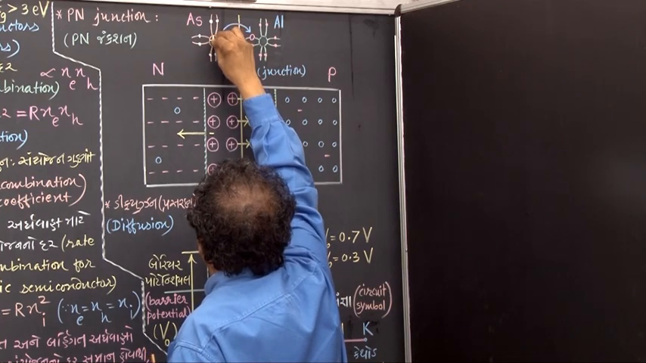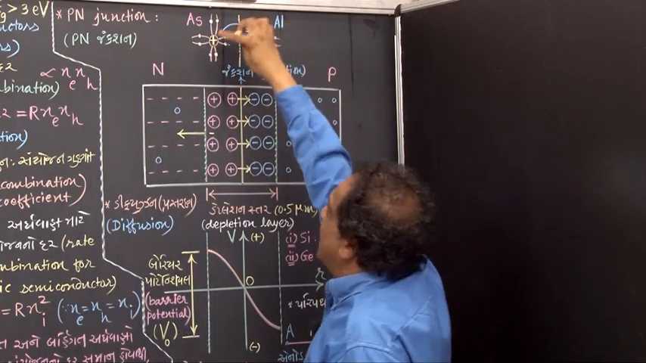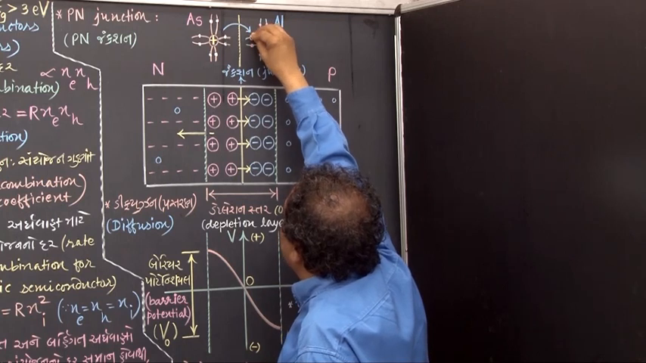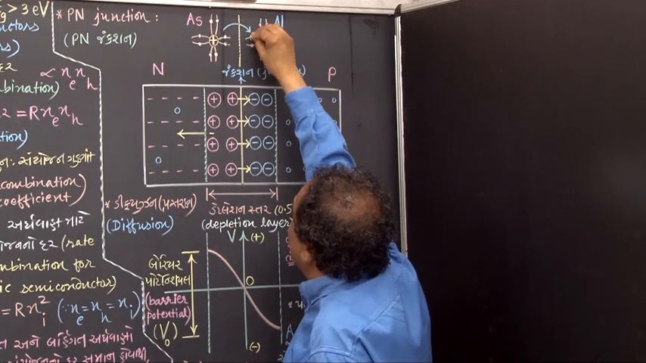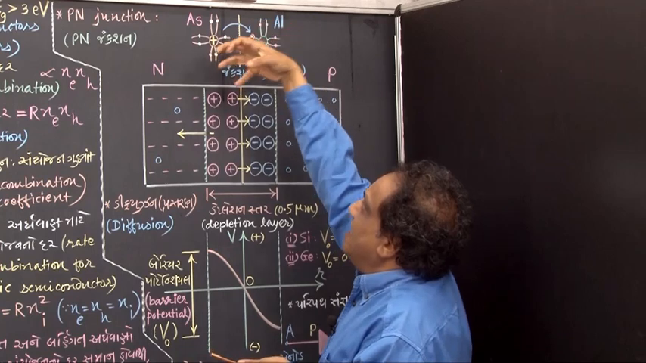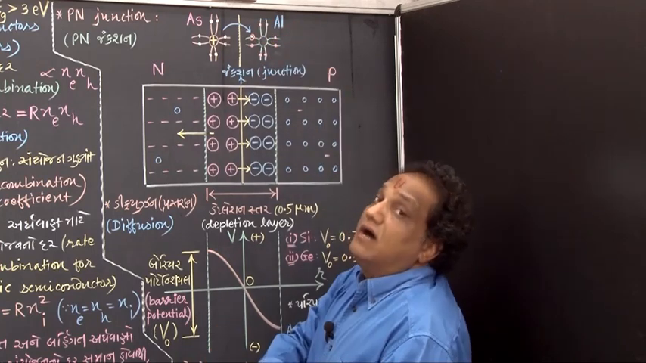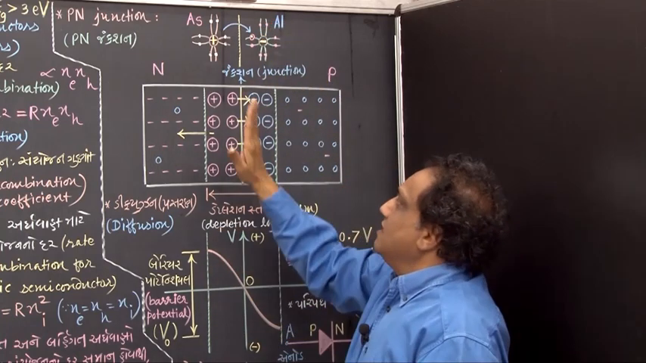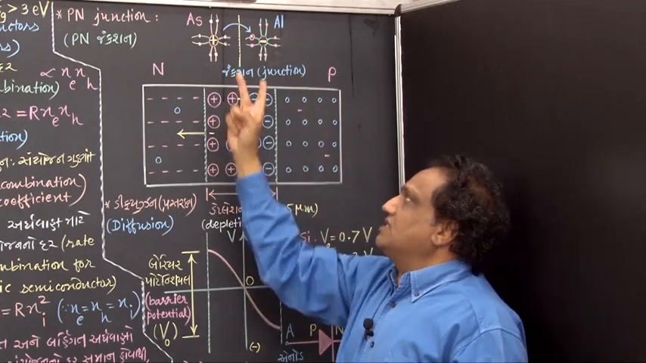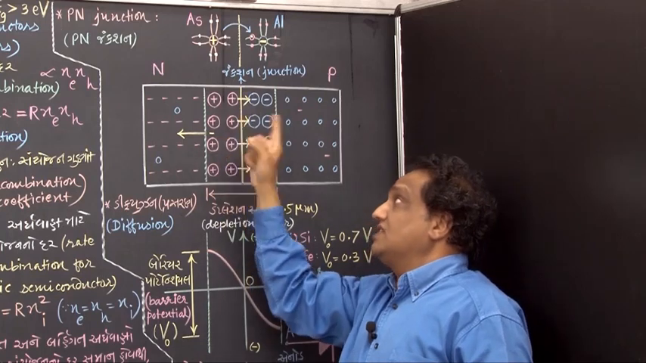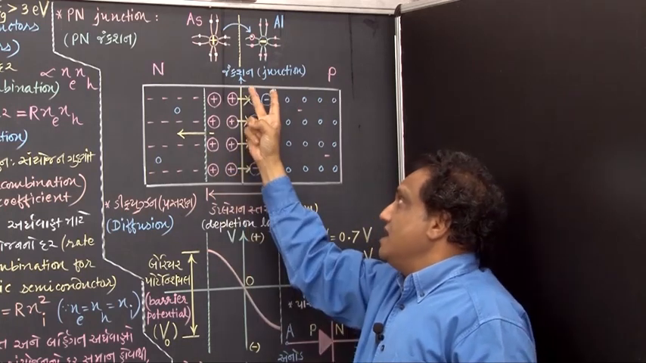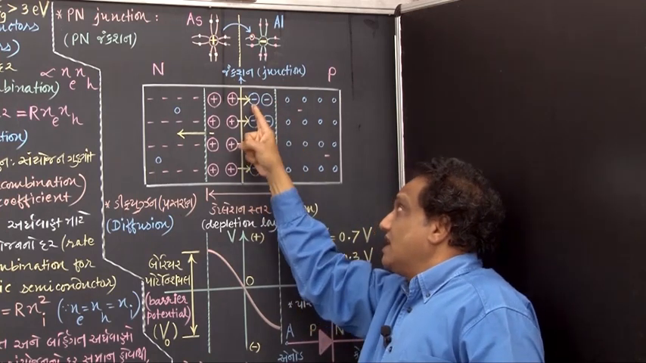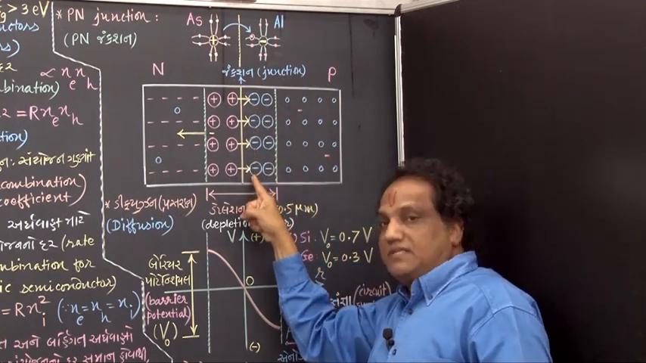So here I am showing you positive ion, correct? And that electron will associate with this hole, and this atom, which was earlier electrically neutral, now receives extra electron, then it will become negative ion. So here, after losing electrons, the arsenic atoms near the junction will be transformed into positive ions, and here aluminum atoms after receiving extra electron will get transformed into negative ions, correct?